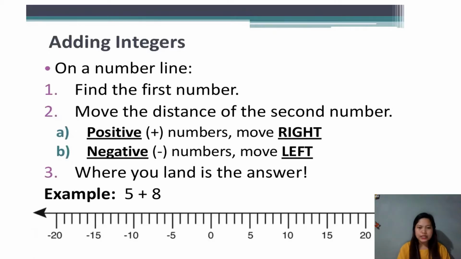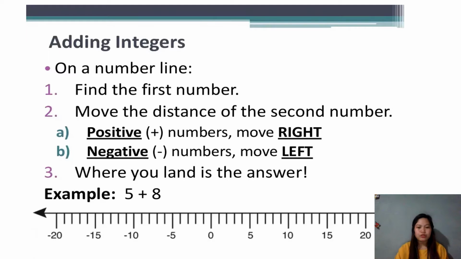Now, operations on integers involve addition, subtraction, multiplication, and of course division. But let's go first to adding integers. We have here a number line. Step 1, find the first number. Step 2, move the distance of the second number. Letter A, positive numbers, you move to the right. Letter B, negative numbers, you move to the left. Step 3, where you land is the answer. For example, 5 plus 8.